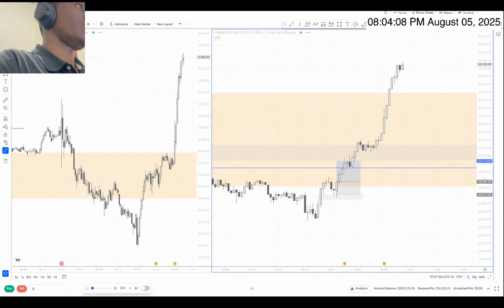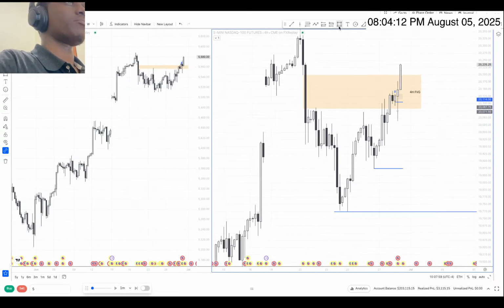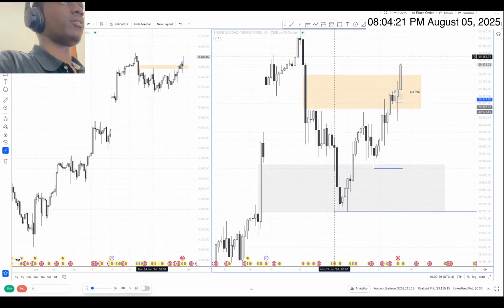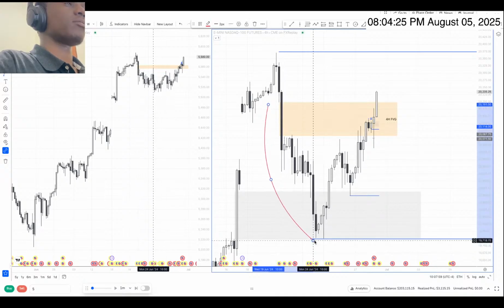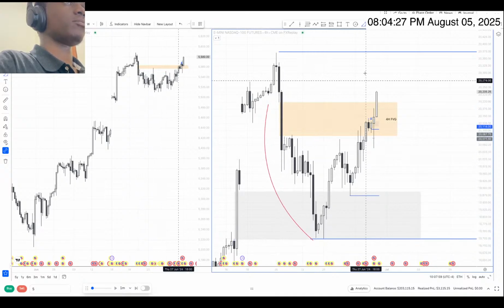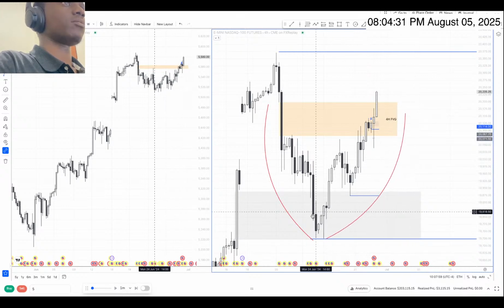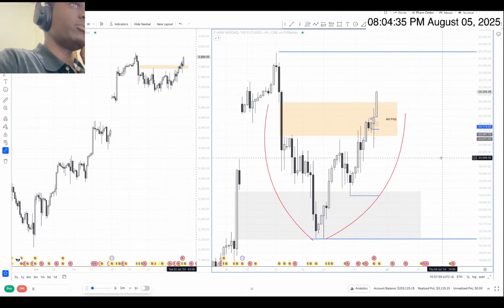I don't know, why would this POI get disrespected? Maybe it's because we have a bigger POI here, this daily fair value gap, which made us create a market maker sell model. See, this is the market maker high side. So I should have put it into consideration.